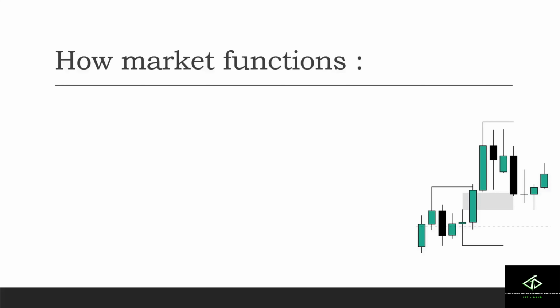How does the market function? In two ways, right? It is either seeking liquidity or it is offering fair value. So what do we mean by seeking liquidity? Seeking liquidity means the price wants to take the swing highs or swing lows, or previous candle lows. When price wants to target the swing highs or swing lows, we say it is seeking liquidity. Why? Because there are so many stop losses above or below swing highs and swing lows.